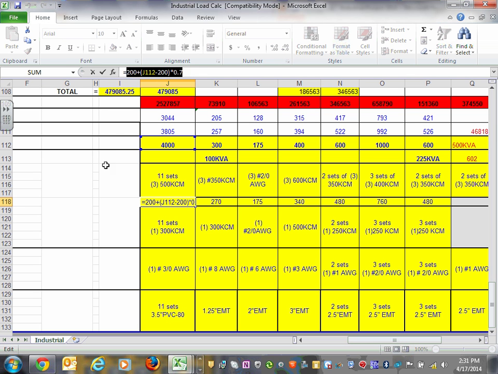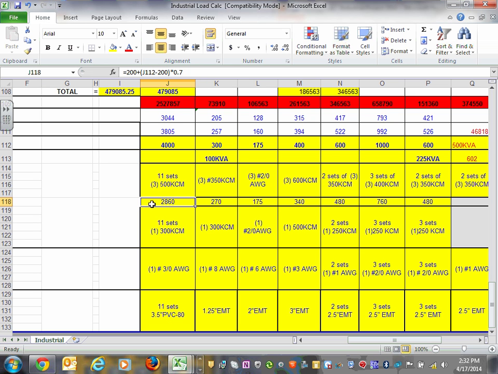I applied this one to the main, though. I could have used 500 kcm and gone directly to 250.66 and sized my neutral with each set, based on 500 kcm. You guys are familiar with sizing a neutral: the code says a neutral of the service cannot be smaller than the main bonding jumper. If you're paralleling, you can size your neutral based on the conductors in that particular conduit.